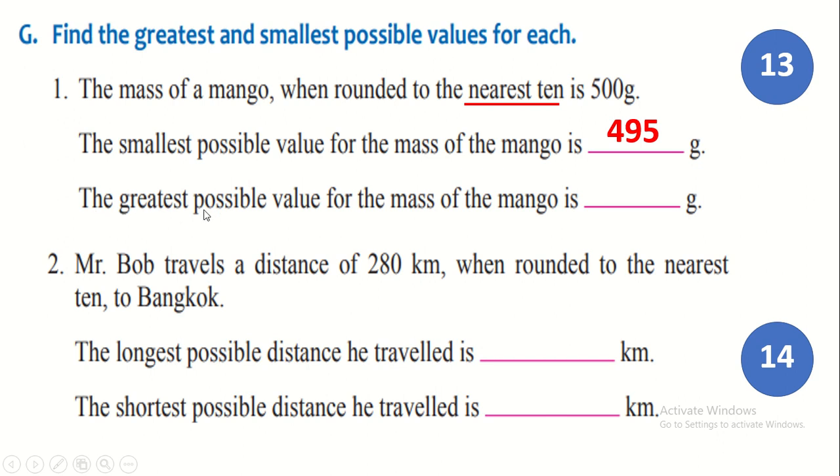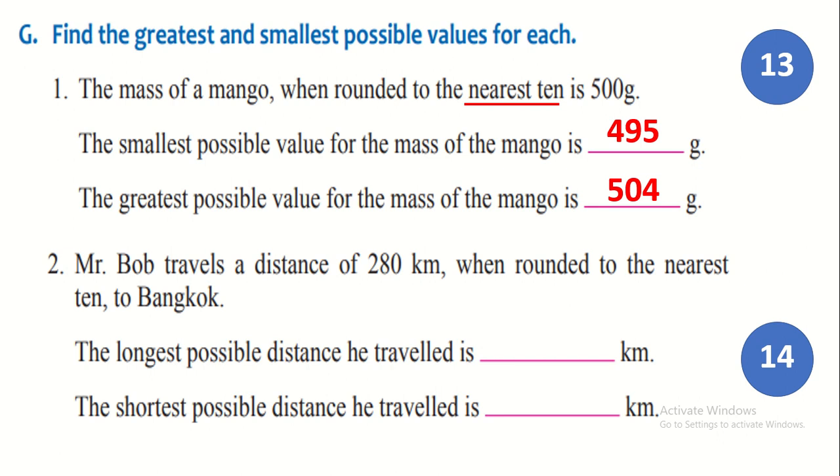For students, the greatest possible value, greatest and biggest, for the mass of the mango is, what number here? It becomes 504. 504, if you round this to the nearest 10 is 500. Okay, 504 is the greatest possible value, bigger than 495. Okay, students? Okay, very good.